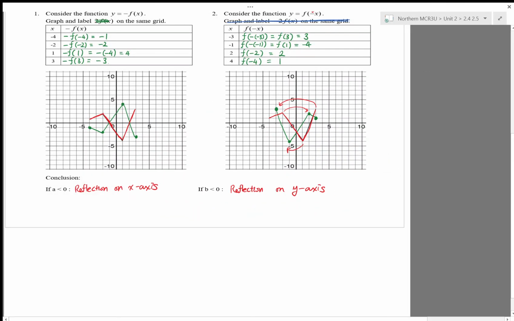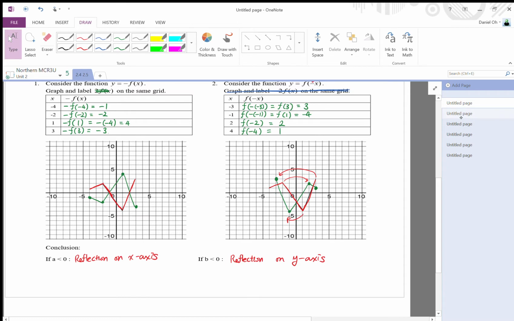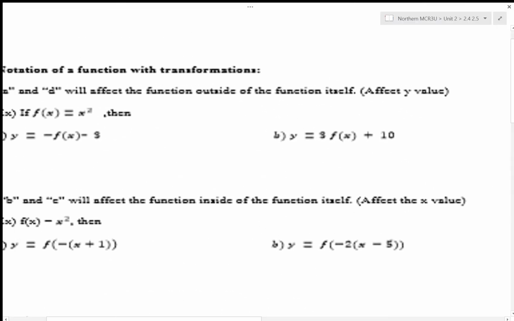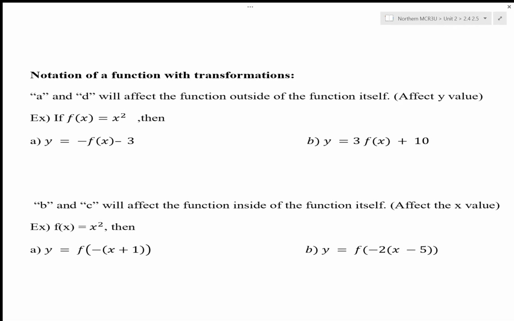So let's try a couple of examples here. If you take a look at the notation, remember this, we have y equals a f of b, x minus c, plus d. Now the c and d part we took care of last class. We're trying to find here what's happening if the a and b are negatives. If the a and b are positives, nothing is happening. There's no rotation if a and b are positive.